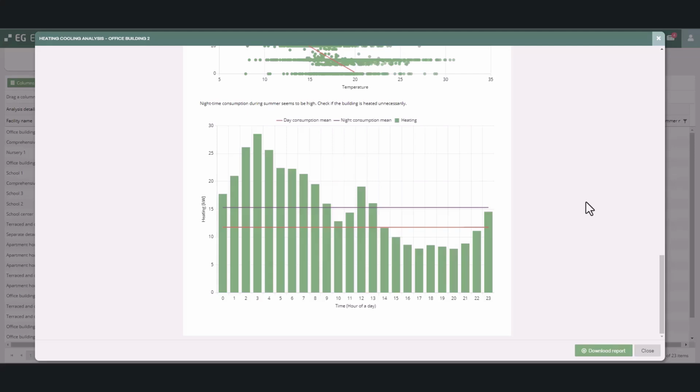If nighttime consumption is higher than daytime consumption, the facility may have been heated unnecessarily. Nighttime consumption can be due to heating the ventilation intake air or the heating network. During warm periods, it is better to ventilate indoor air with cooler night air rather than heating it.